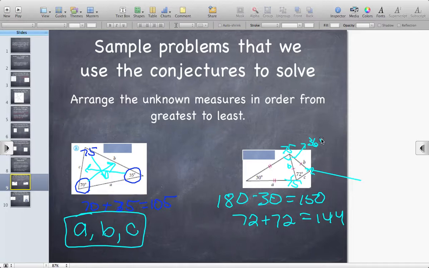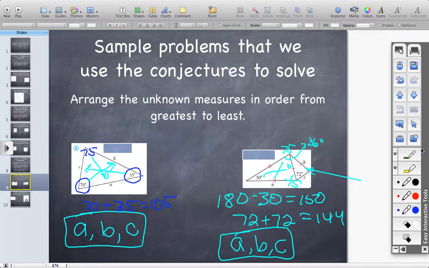So we know that the angle opposite C is smaller than the angles opposite B. So we know that C is smaller than B. And then going back to our first triangle, we know that A is greater than B since the measurement opposite A is greater than the measurement opposite B. So again, the order from least to greatest would be A, B, C. Doesn't have anything to do with being alphabetically correct, it just has to be that mathematically that happened.